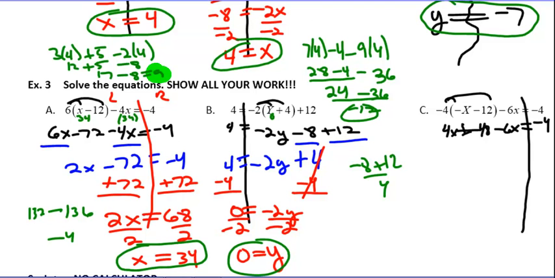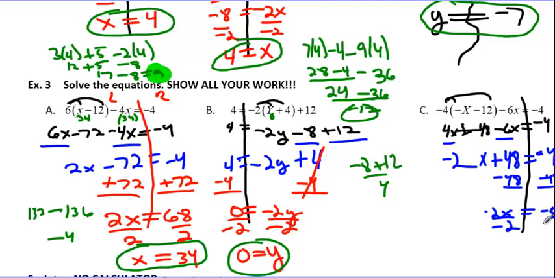We're going to collect our like terms next. I have 4 minus 6x. That's going to be negative 2x. And again, that was a plus 48. Is equal to negative 4. Subtract my 48. And I end up with negative 2x being equal to negative 52. Divide by negative 2, and x is going to be equal to 26.